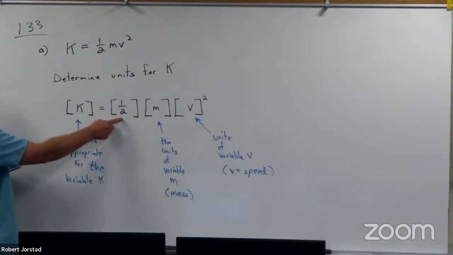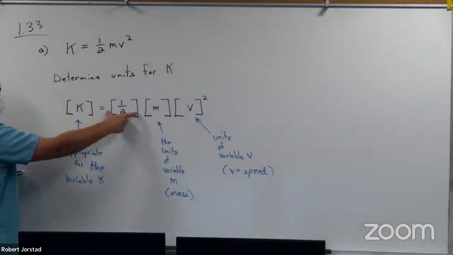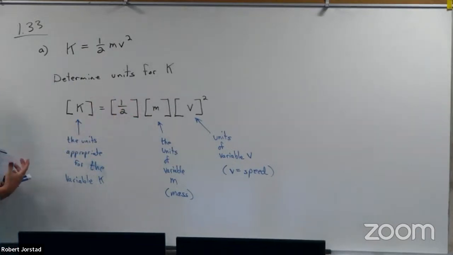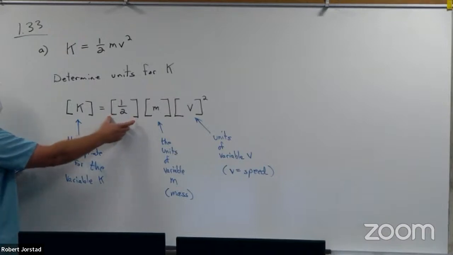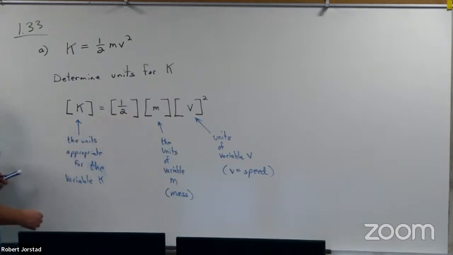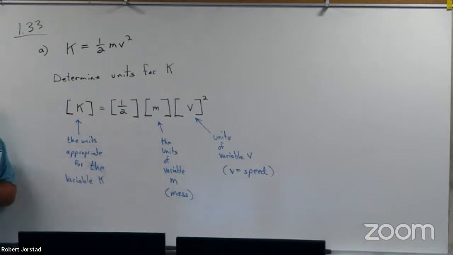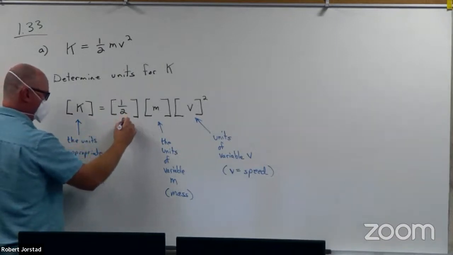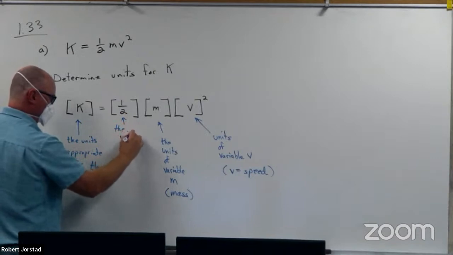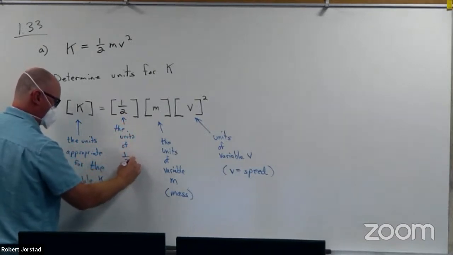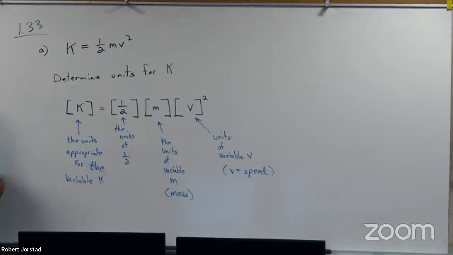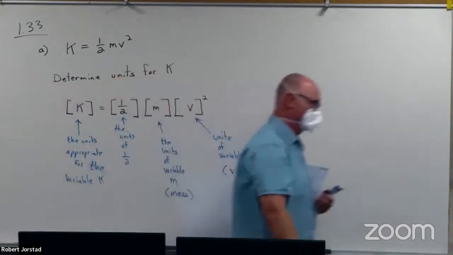What does this mean? Tell me what you think. That's just a constant. It's a constant, true. What does this mean with the brackets on it? What do the brackets mean for everything? The units of that constant, right? So this means the units of 1/2 the constant. What units are on 1/2 in this equation? Do you see any units? Yes or no? No units. So this one has no units.